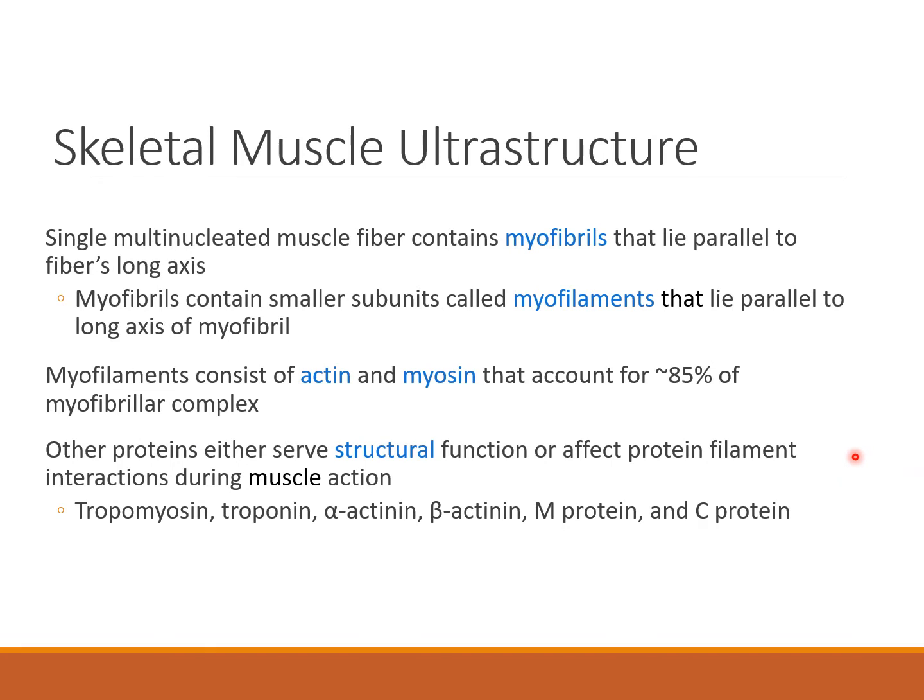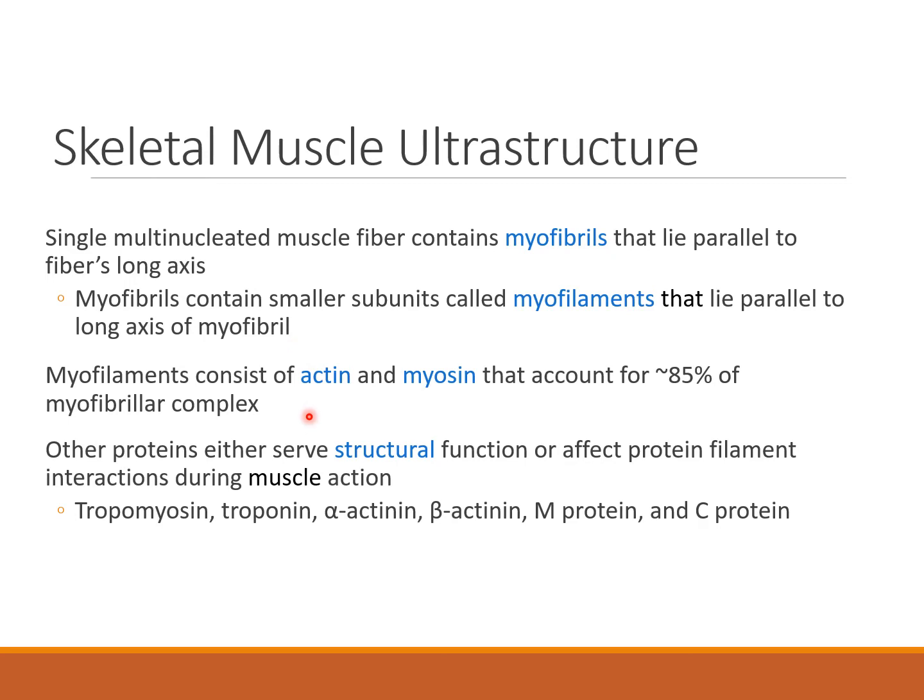Now the skeletal muscle ultrastructure. Don't worry about the term so much, but we're going to talk about the pieces that go into the ultrastructure. So each muscle fiber contains myofibrils that lie parallel to the fiber's long axis. Myofibrils contain smaller subunits called myofilaments that lie parallel to the long axis of the myofibril. So you can see everything's just lying parallel to everything else, right? We have the muscle fiber, we have the vessels, and we have all of these myofibrils as well.